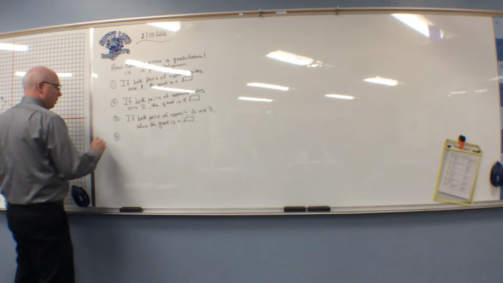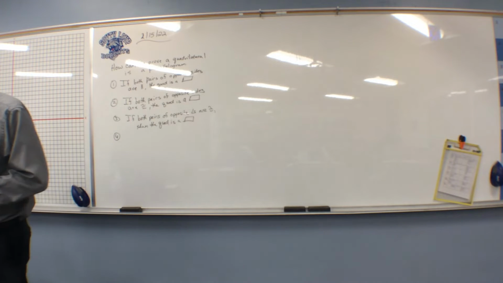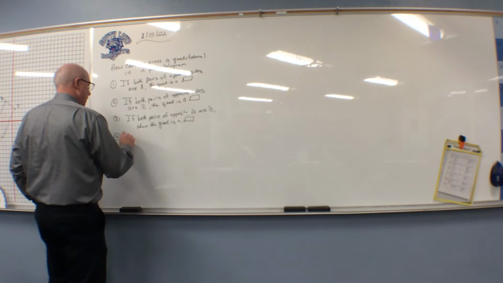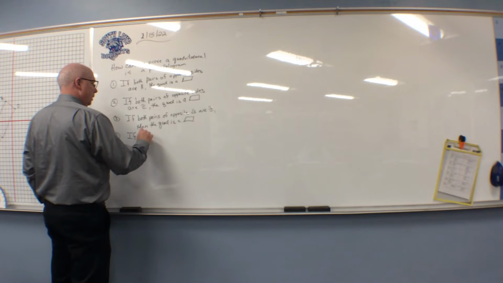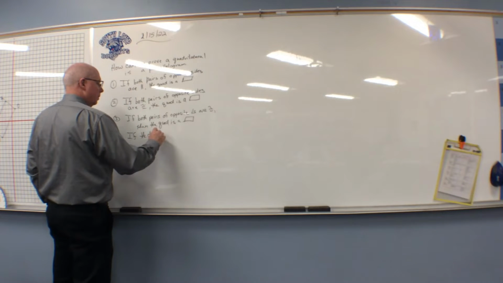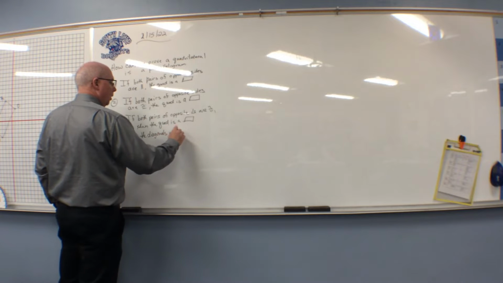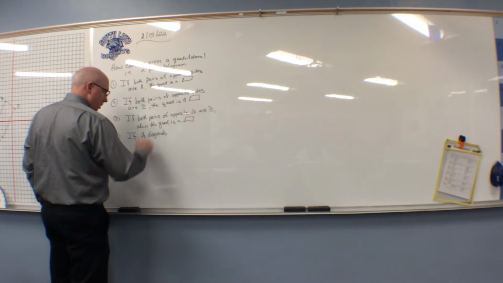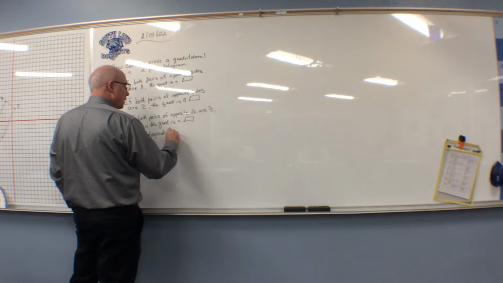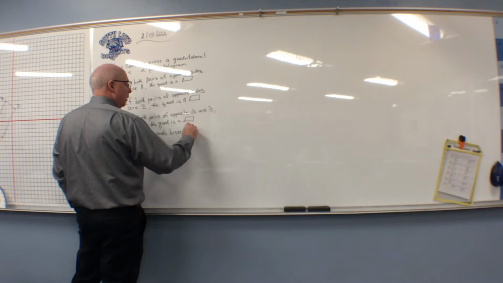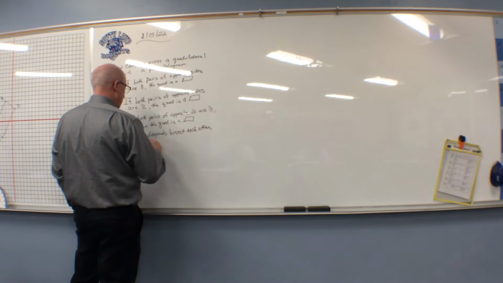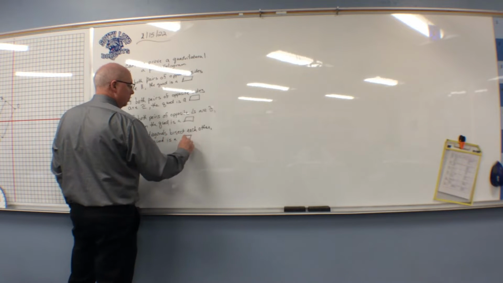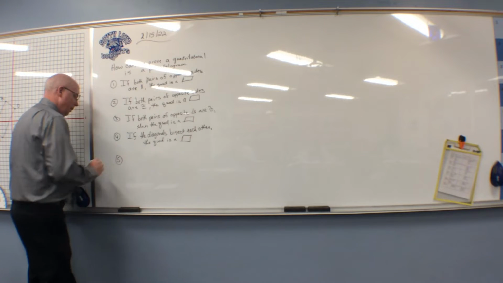Okay, the 4th way is 6.11. If the diagonals of a quadrilateral bisect each other. I'll just put if the diagonals, just to keep in line with the rest of it. If the diagonals bisect each other, the quadrilateral is a parallelogram.